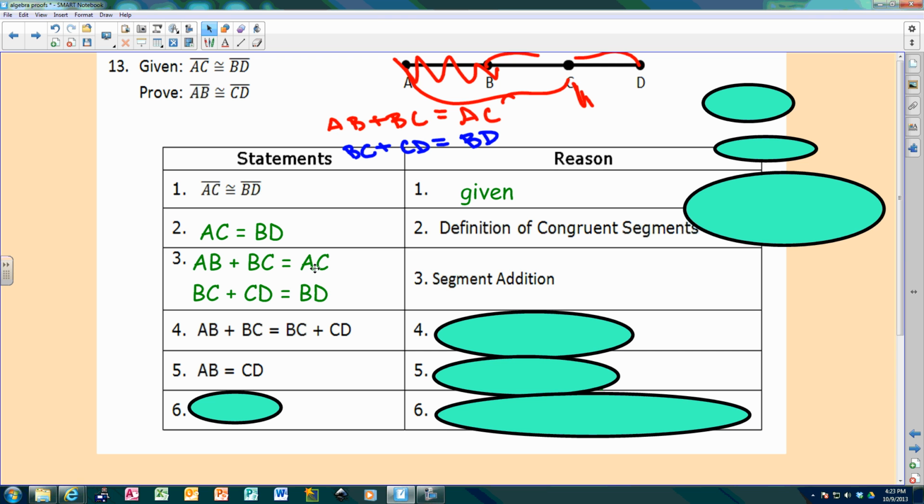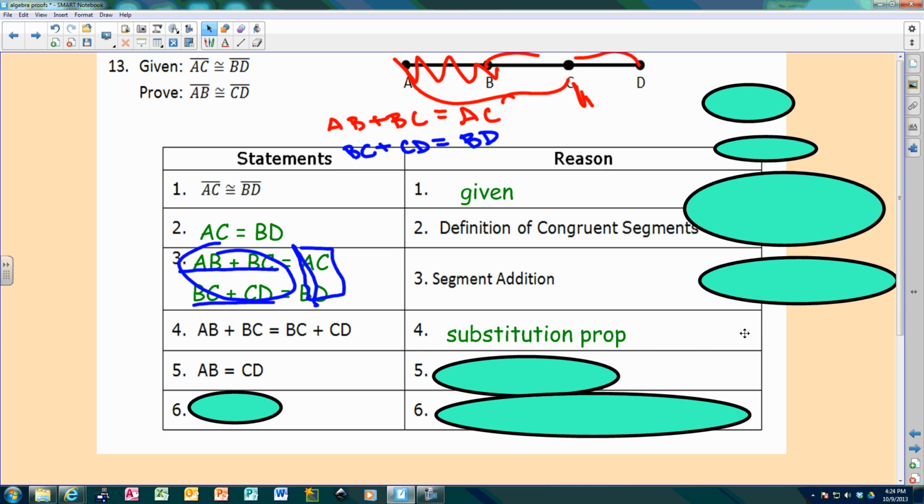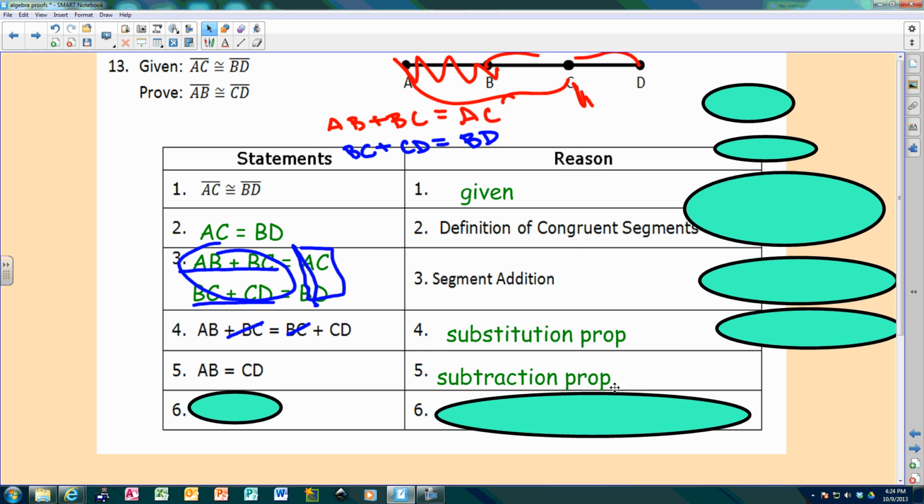So now, remember AC equaled BD in the previous statement? Well, if these two right here are equal to each other, then aren't these two equal to each other? So then I'm going to put AB plus BC, which is the first half, is equal to BC plus CD. And I'm going to do that by substitution. I'm substituting this in place of this. Now I've got a BC on both sides, so what's going to happen to the BC? They're going to cancel out, aren't they? Because if I subtract BC from both sides, that was the subtraction property.